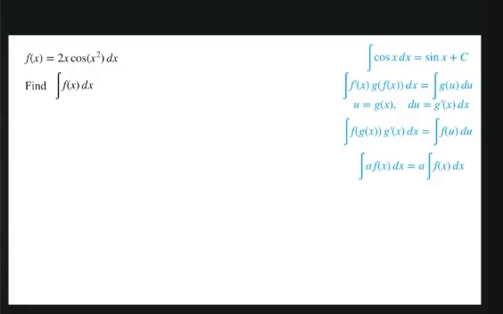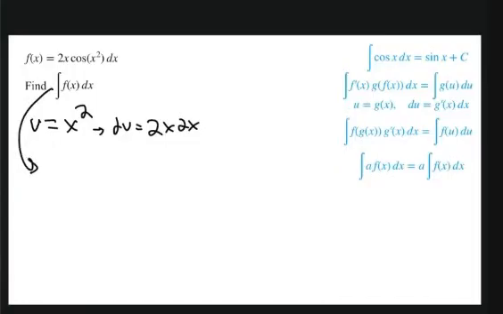So let u equal x to the power of 2. Then du equals 2x dx. That means that the integral is the integral of cosine u du, because the 2x cancels out. And this is much simpler.